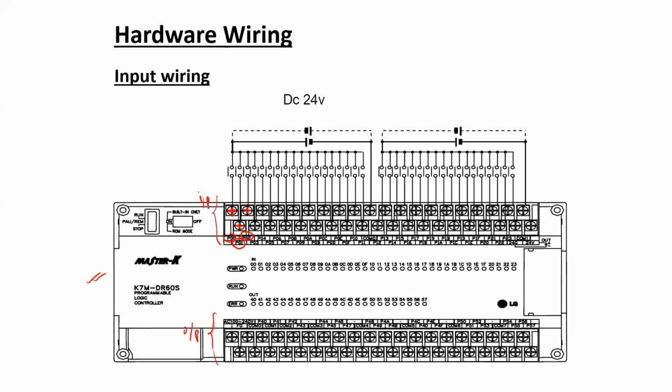Now, if you look at the connection to each input port, you will see that the connection is similar to what was shown in the block diagram a few slides earlier. One of the terminals of the input device is connected to the port, and the other terminal is connected to a DC voltage source. This path is completed by connecting the other terminal of the DC source with the common terminal. So here, this is the common terminal.